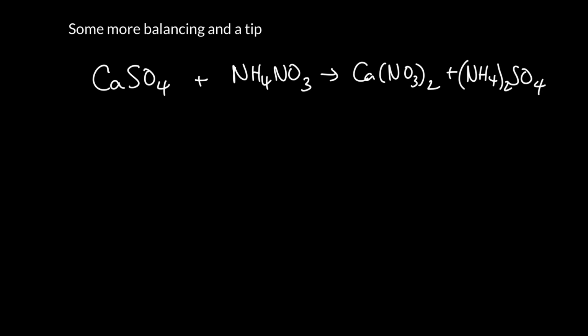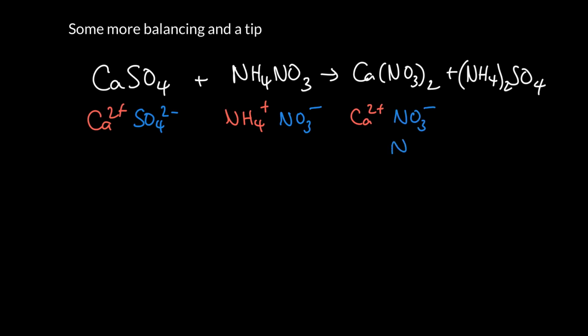The pro tip to balancing equations like this is to notice that it's actually ionic. You've got calcium sulfate, so it's actually calcium and sulfate here, and on the other side you've got ammonium nitrate. You have to know your polyatomic ions still, so ammonium and nitrate. On the other side you've got calcium and nitrate. Now remember, when you have more than one polyatomic ion, you put them in parentheses and put the subscript down below. On the other side you've got ammonium sulfate, so ammonium again in parentheses, and a 2 means there are two of them, and there's one sulfate ion, so it looks something like so.